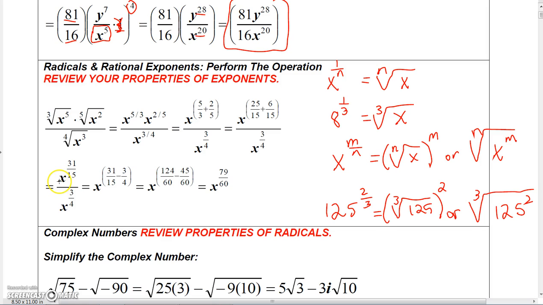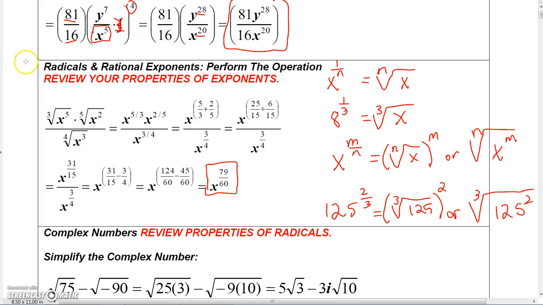Well, now I have x to a power divided by x to another power. So when you divide bases, you subtract exponents. So I'd have x to the 31/15 minus 3/4. Well, 15 and 4 both go into 60, so I can use 60 as the common denominator of these two fractions. So if I multiply 31 over 15 by 4 over 4, I'll get 124 over 60. And if I multiply 3 over 4 by 15 over 15, I get 45 over 60. And so I have x raised to the 124 over 60 minus 45 over 60, and that gives me x to the 79 over 60.